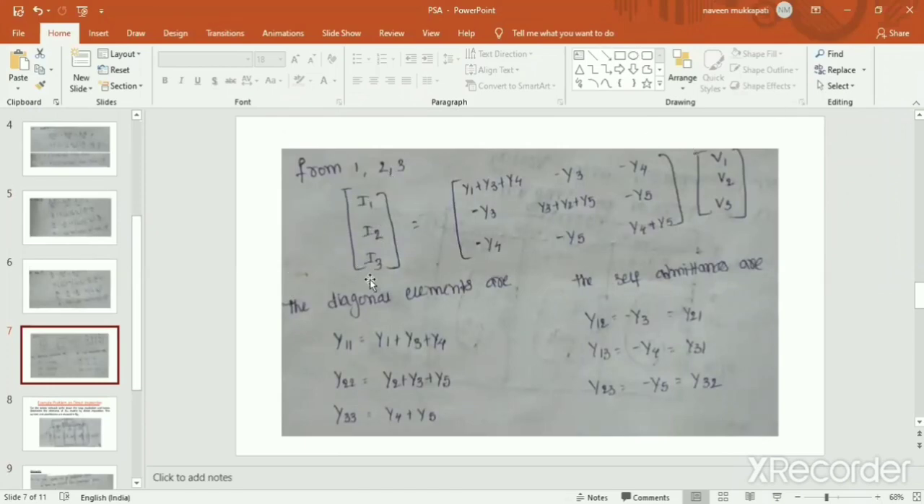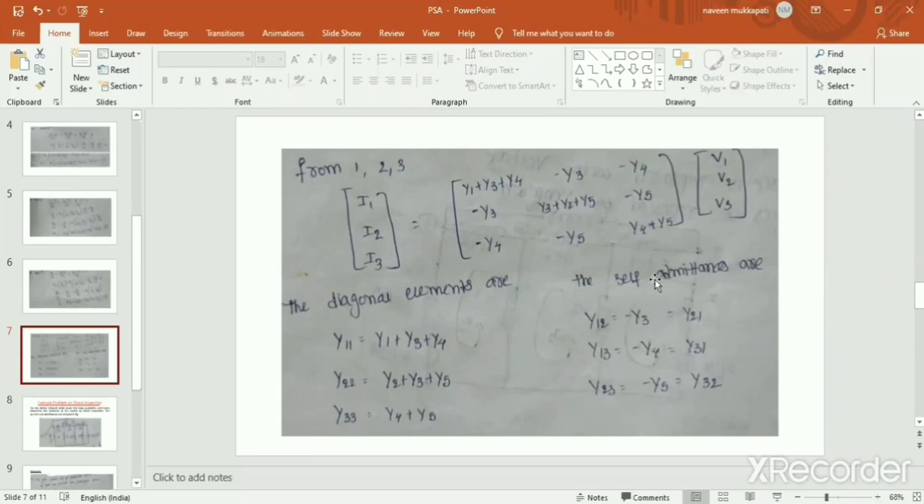That is I1, I2, I3. This is Y11, Y21, Y31, and this is Y12, Y13, Y22, next Y23, next Y32, next Y33. This is the admittance matrix. These are the diagonal elements, that is Y11, Y22, Y33. Next, the off diagonal elements are Y12, Y21, Y13, Y31, Y23, Y32.